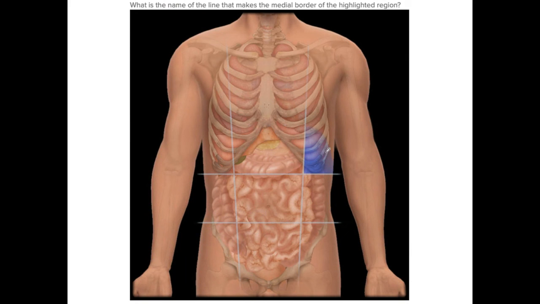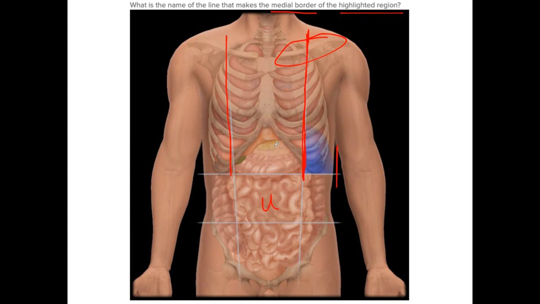Let's look at this one. Well, this is going to be the left hypochondriac region, but what are they asking? What is the name of the line that makes the medial border of the highlighted region? Again, here's the lateral, here is the medial. Now, you didn't learn this yet, but if we mark this all the way up, it's going right through this bone called the clavicle. So this line is called the mid-clavicular line, as is this line, the mid-clavicular line. So that would be the answer, mid-clavicular line.